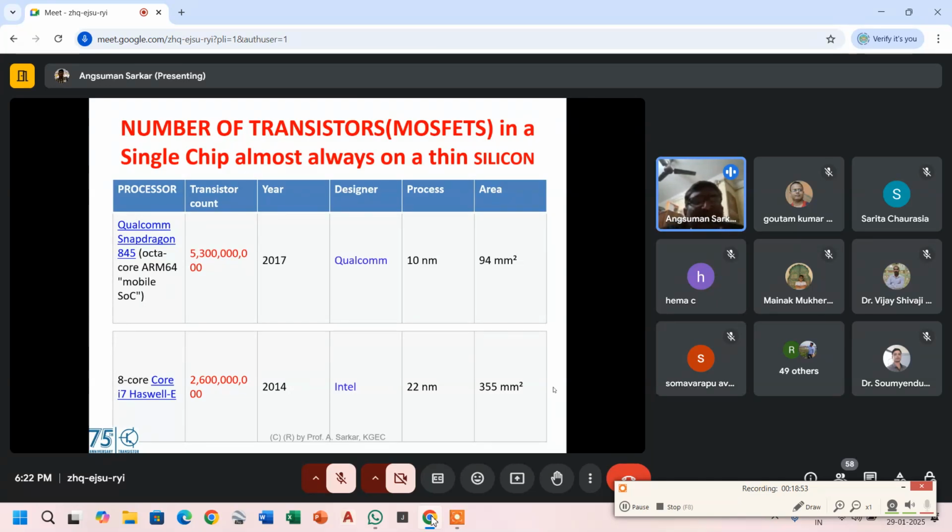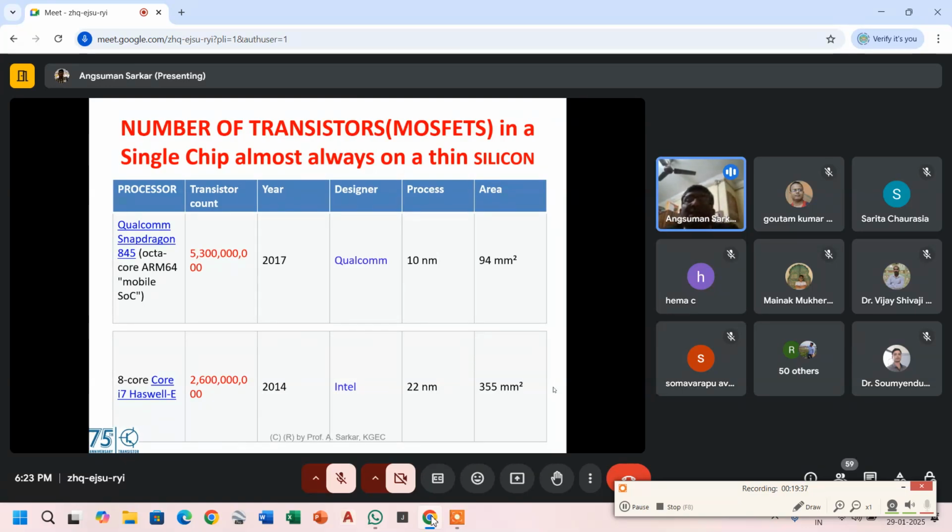See the transistor count, 53 billion. And see the 8-core i7, 26 billion. The one I am showing was introduced in 2017 in the Qualcomm Snapdragon, and the 8-core Intel i7 was introduced in 2014. One is by Qualcomm, the other is by Intel, and the process technology they are using is 10 nanometer, while Intel at that time, in 2014, was using 22 nanometer. And the area, 94 millimeter square, the total chip area. So it's basically very small. And the one Intel is using has an area of 355 millimeter square.